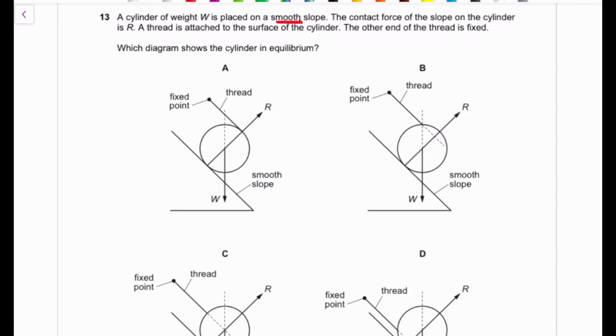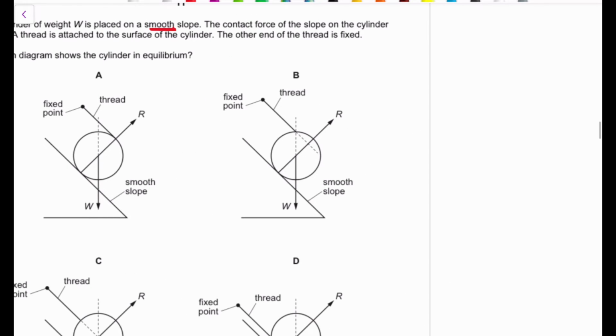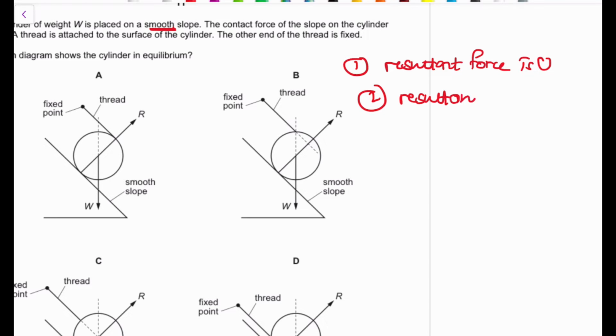So in equilibrium, you need to learn two things. Number one, if forces are in equilibrium, the resultant force, very important guys, the resultant force, okay, is 0. What else do we need to know? The resultant torque has to be 0.